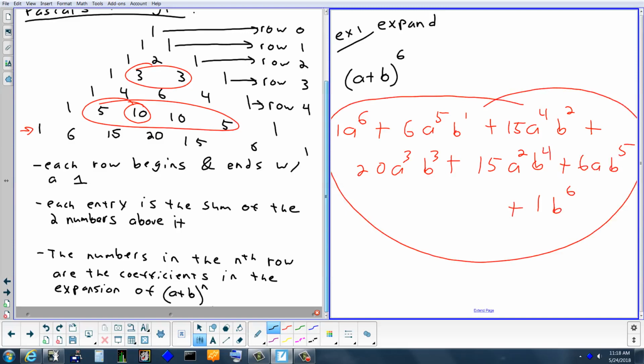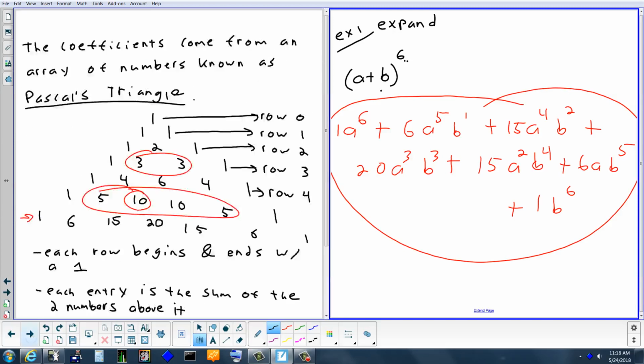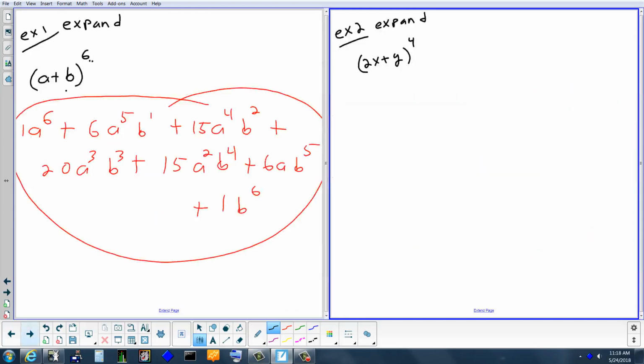Because as you can see, it's easy to make mistakes, even with powers that are smaller than 6. Okay. Any questions on that? Okay, so let's try one that's a little harder, but when it starts to get harder with things in the parentheses, I usually make the exponent outside smaller. So let's try 2x plus y to the fourth.